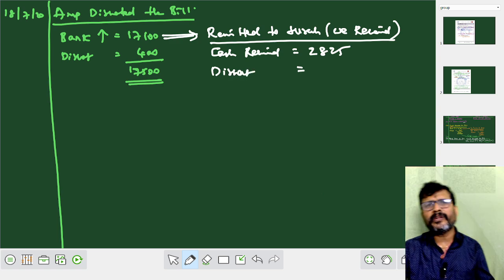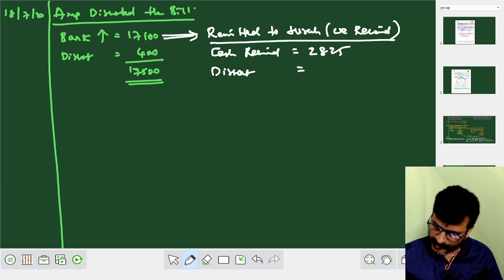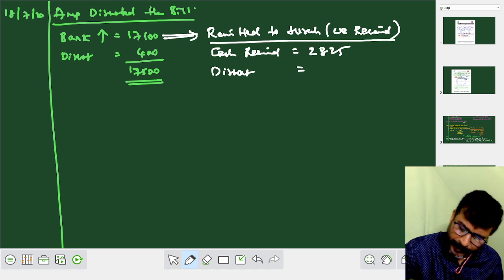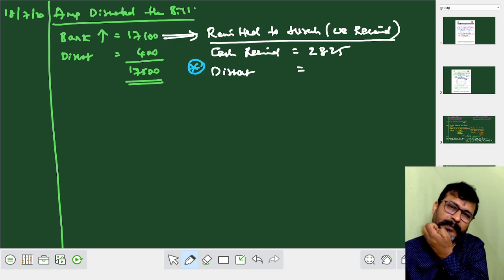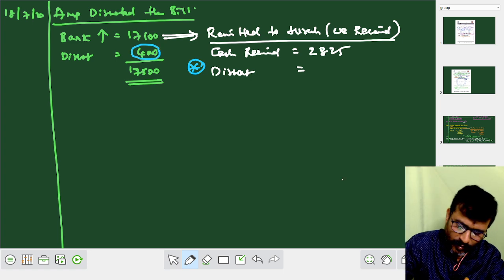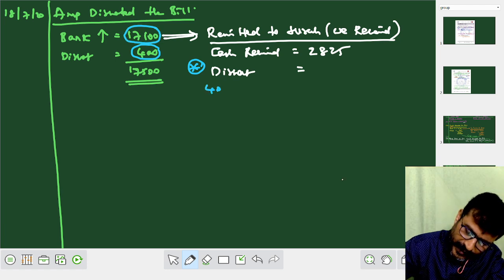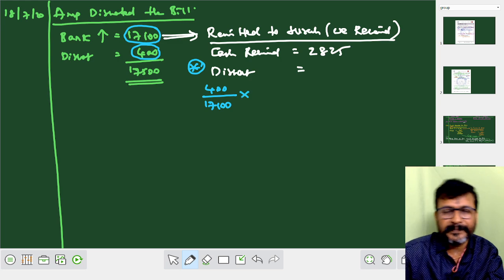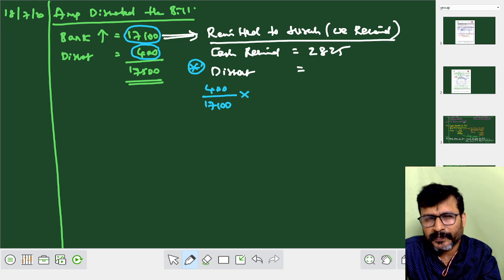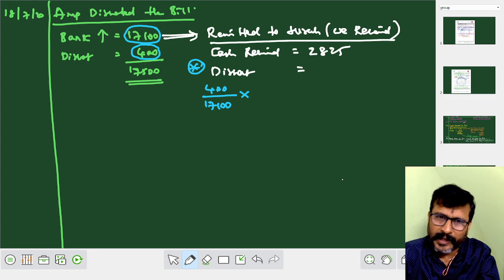Then we have to work out the discount. Now the problem is how to work out the discount. It's a very, very important point. Remember how to work out the discount. I tell you how to work out. 400 is a discount for an amount of 17,100. Remember, 400 is a discount for 17,100.